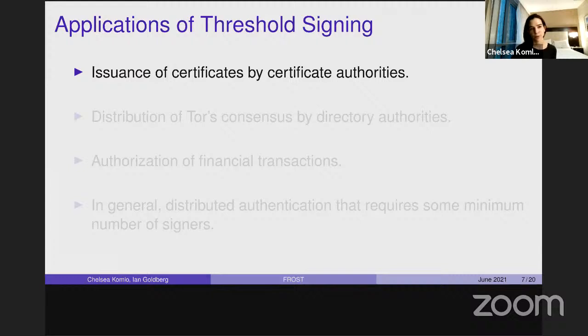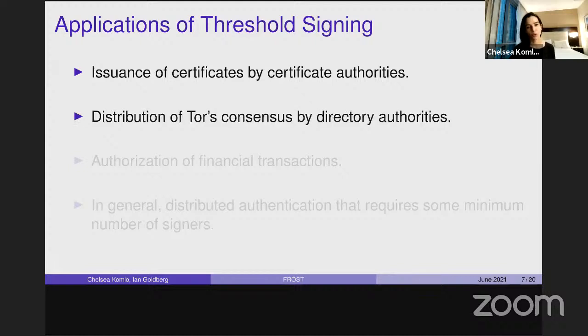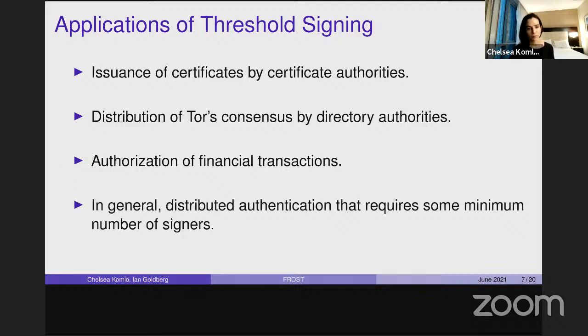So I'm just reviewing some applications of threshold signing. One common one is issuing certificates, say by a certificate authority. Tor's consensus has looked at using threshold signing in order to issue their network consensus. Obviously, in the Zcash setting, authorization of financial transactions is really useful. And in general, distributed authentication that requires a minimum number of signers.